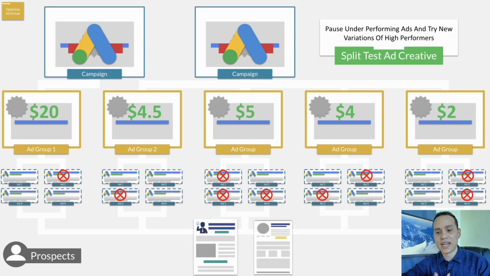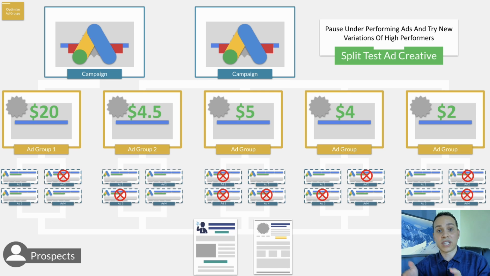Now, once you've gone through that process, the next thing that you're going to want to do is look at your ads. So inside of your ad groups, look at your ads. And whether you're rotating indefinitely or you decided to let Google optimize for you, you're going to have an ad that does better than another one.